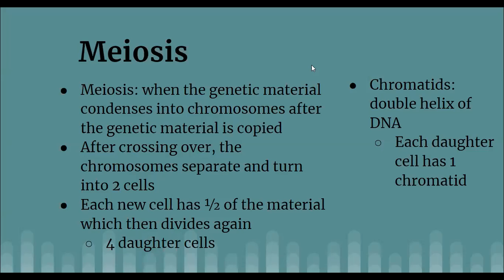So remember, each daughter cell in meiosis is going to have just that one chromatid that has half of the genetic material that is inside one of our body cells. So for humans, it's going to have 23 chromosomes in each of the daughter cells that meiosis creates, whether it is a sperm or an egg cell.